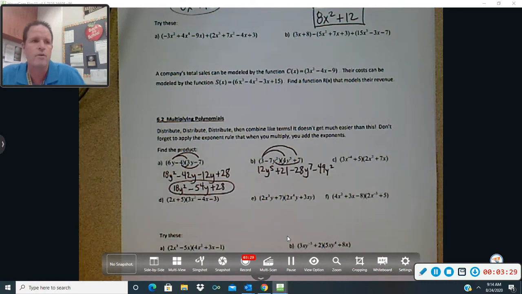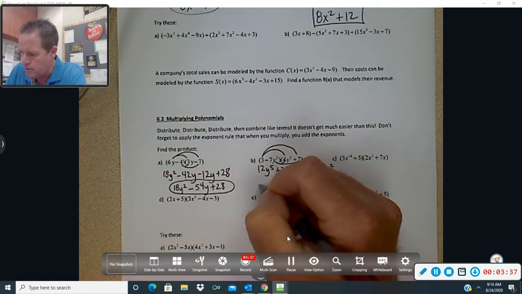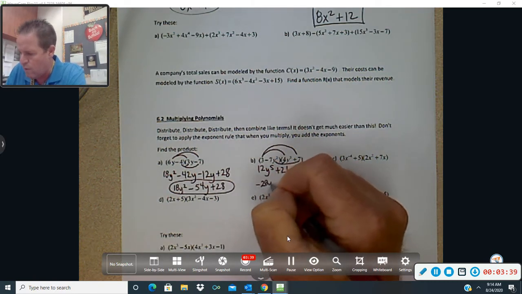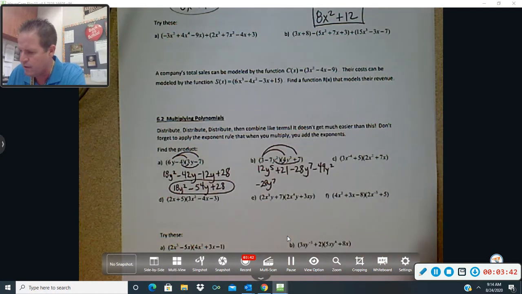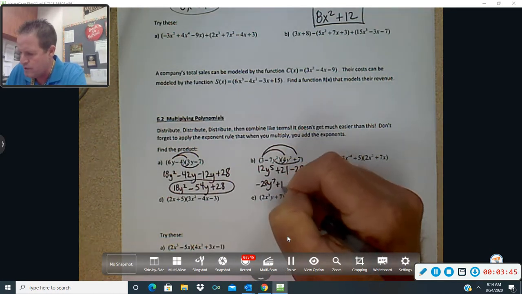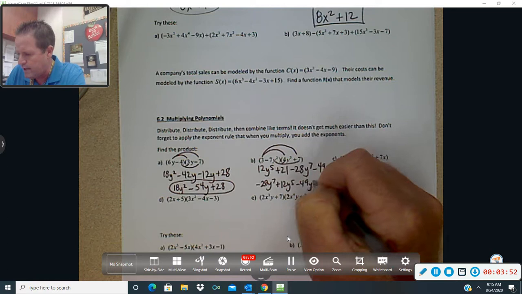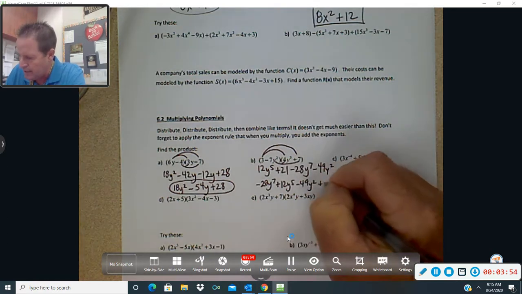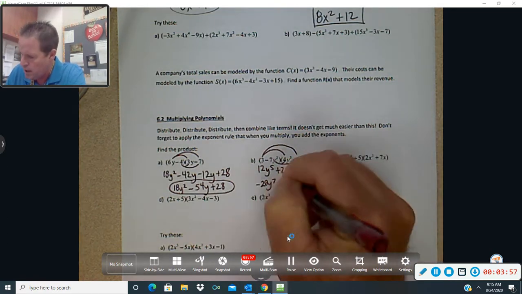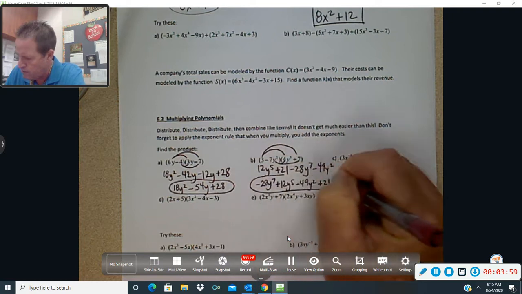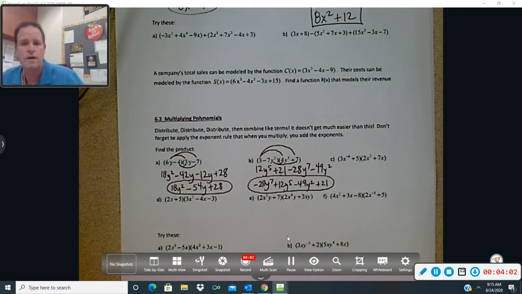Now you want to write your answer in standard form, which is where you have the highest exponent power all the way down. So the highest exponent power here is the 7th. So negative 28y to the 7th is going to go first. Then your plus 12y to the 5th should go next. You're going to have minus 49y squared, and then lastly plus 21. There is the answer to letter B.